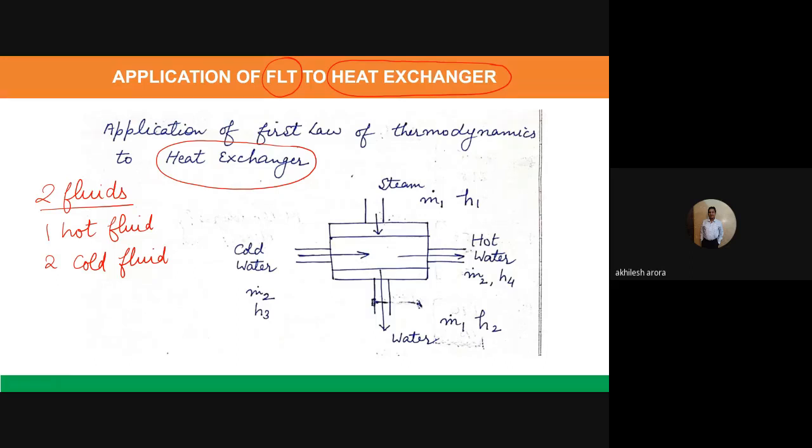So the hot fluid becomes cold, whereas the cold fluid becomes hot. This is what happens in a heat exchanger, that one fluid loses heat whereas the other fluid gains heat. Now you can see the diagram here. This is a heat exchanger.